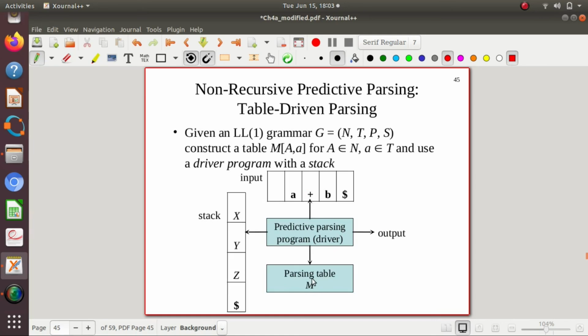We have constructed the parsing table, so next we will explain the predictive parsing program, and that will parse our input string based on this parsing table, and by using the stack that will generate output while parsing. Output means intermediate code. Actual output will be intermediate code. Okay.